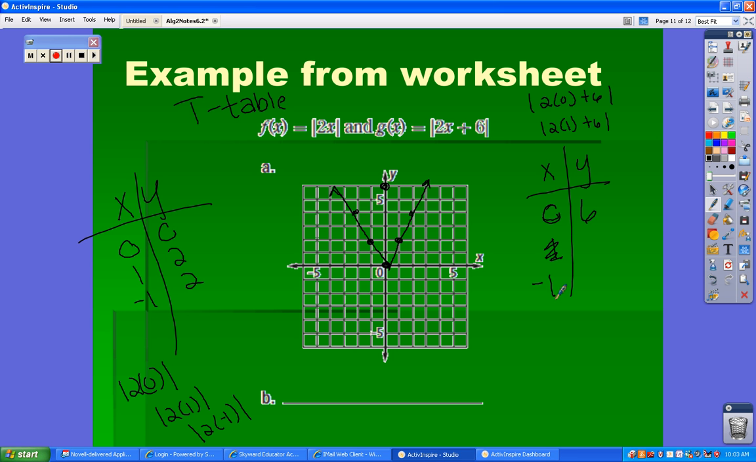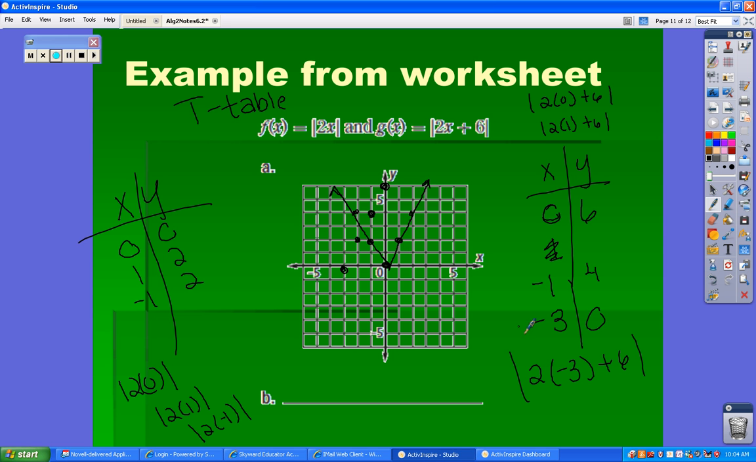Let's go the negative direction. Negative 1. 2 times negative 1 plus 6. Negative 2 plus 6 is 4. Absolute value of 4 is 4. So negative 1, 4. Looks like I can see what the slope is going to be here. Give myself some space. Let's jump down and plug in negative 3. 2 times negative 3 plus 6, absolute value. Negative 6 plus 6 is 0, and that's the one I was waiting for.